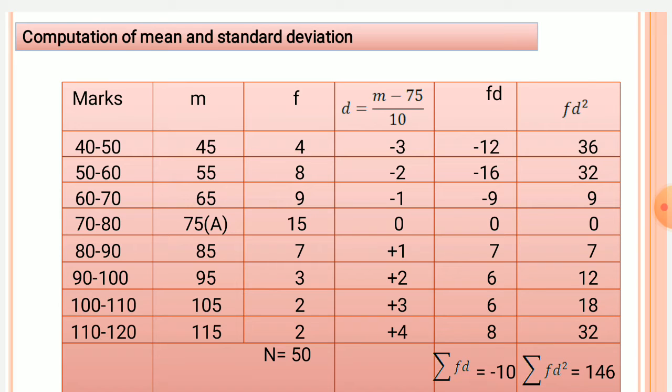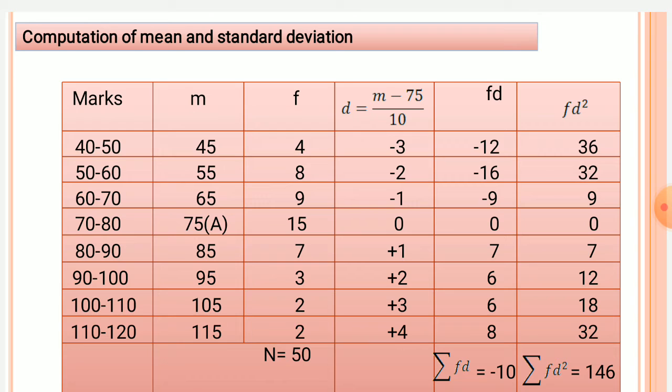So minus 30 divided by 10, minus 3. 55 minus 75 by 10, minus 2. 65 minus 75 divided by 10, minus 1. 75 minus 75 by 10, 0. 85 minus 75 by 10, plus 1. 95 minus 75 by 10, plus 2, plus 3, plus 4. So like that.